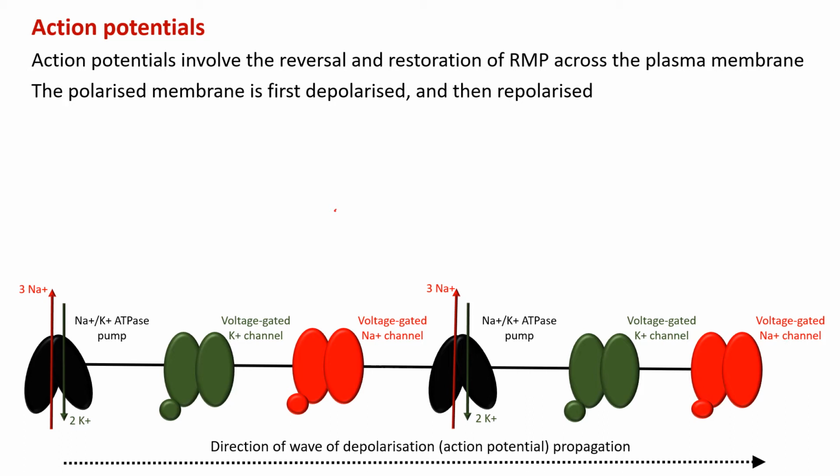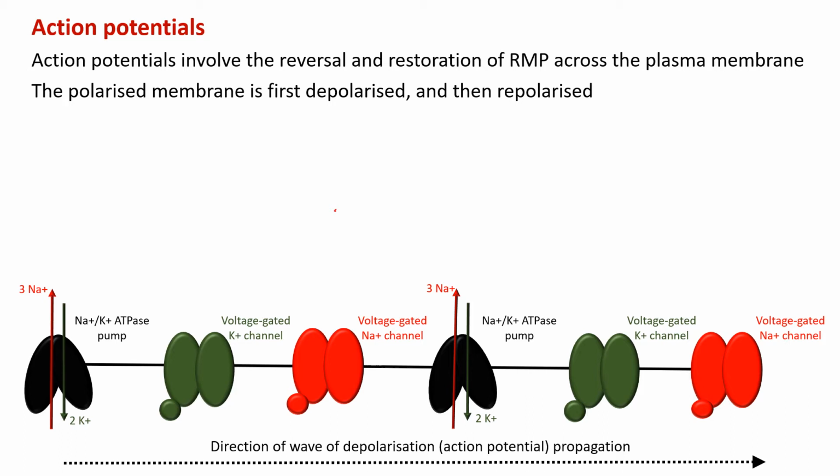If you remember when we talked about resting membrane potential, we talked about the membrane being more positive on the outside compared to the inside. We had lots of sodium, Na+, clustered on the outside of the plasma membrane, making that quite positive compared to the inside. In an action potential, we get the reversal of that, so we become more positive inside, which is then later restored following this wave of depolarization.